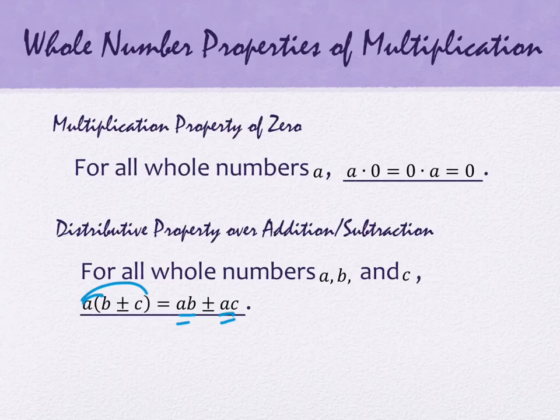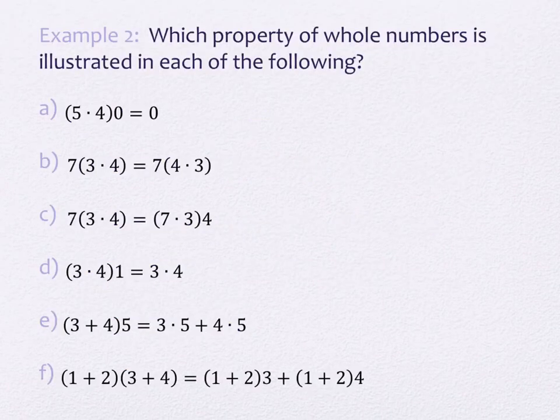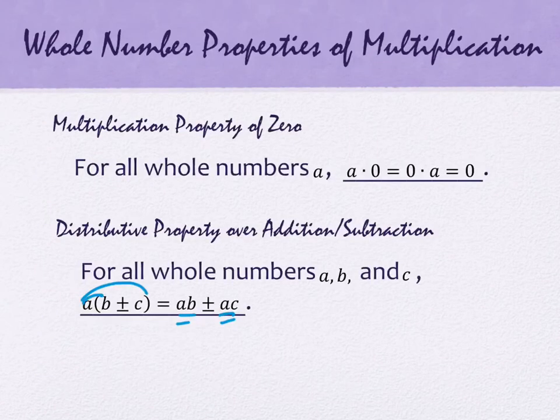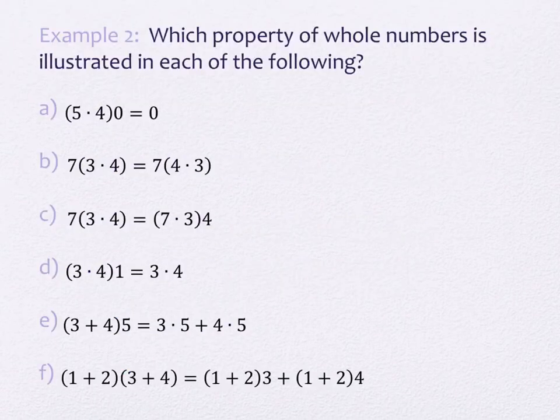So what we're going to end with today is identifying some properties at play. So I think there's 6 of them that we're going to take a look at. And they're wanting us to identify which whole number property is coming into play in the problem that we're looking at. So what property do you see present on part A? Yeah, the 0 one over here. It said multiplication property of 0.